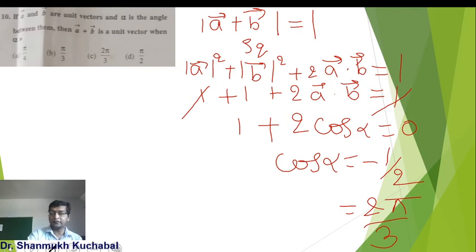So clearly option C is the right answer. Like this we have to simplify. Okay, you can take a screenshot of this.